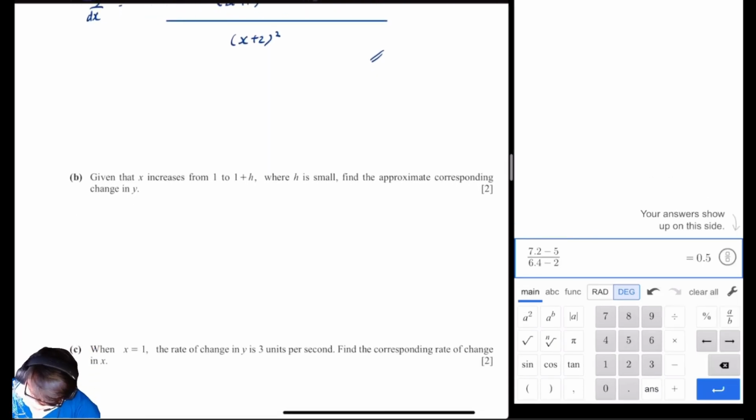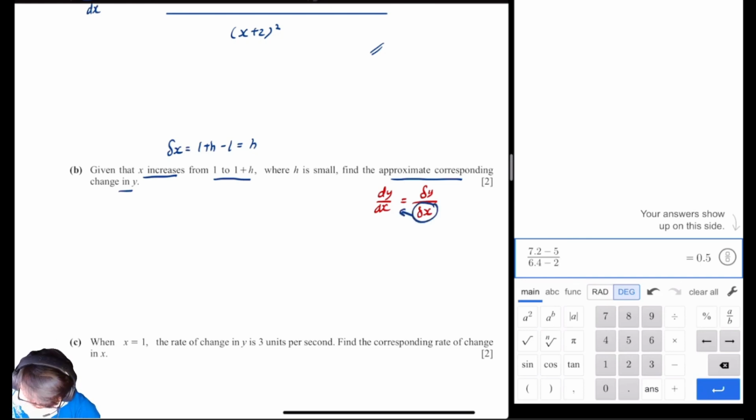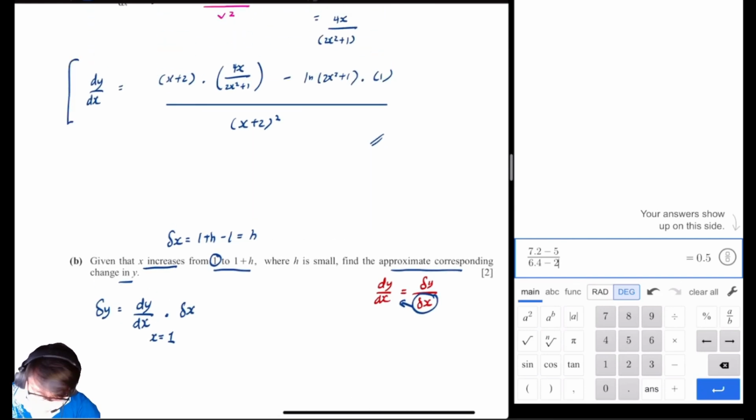Now, given that x increases from 1 to 1 plus h, find the approximate corresponding change in y. You know the formula for approximation: dy over dx is approximately the change in y over the change in x, right? Given that x increases from 1 to 1 plus h, the change in x would be 1 plus h minus 1, that would be h. Now, we can basically just move the change in x to the other side. So to find the approximate change in y, we take dy over dx multiplied by the change in x. We should always substitute the initial value of x, which is x equal to 1, into this long dy over dx.